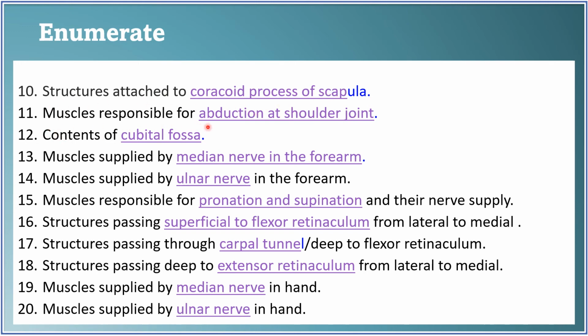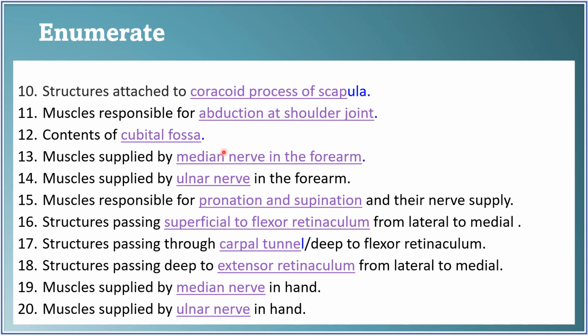Then muscles responsible for abduction at shoulder joint. I have told you, right? So you have to mention all the muscles. Just name the muscles, right? Here you don't have to describe it. You can write supraspinatus is there, then deltoid is there, serratus anterior, trapezius is there. You need not write anything in detail.